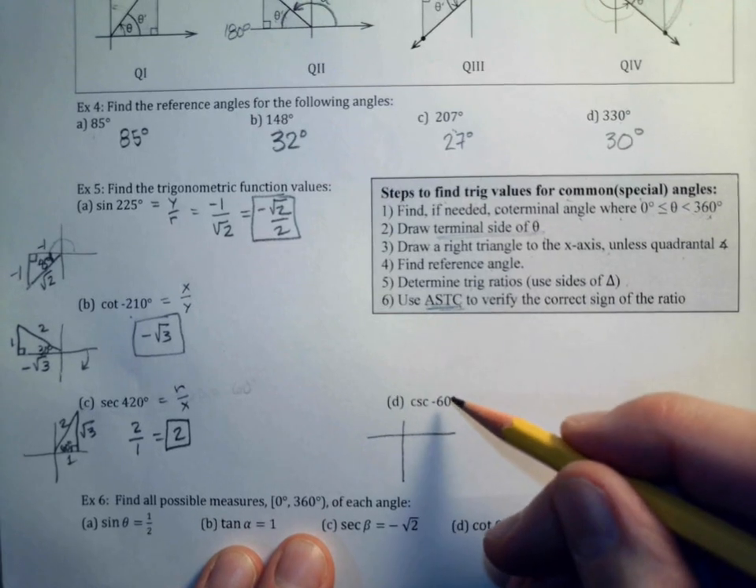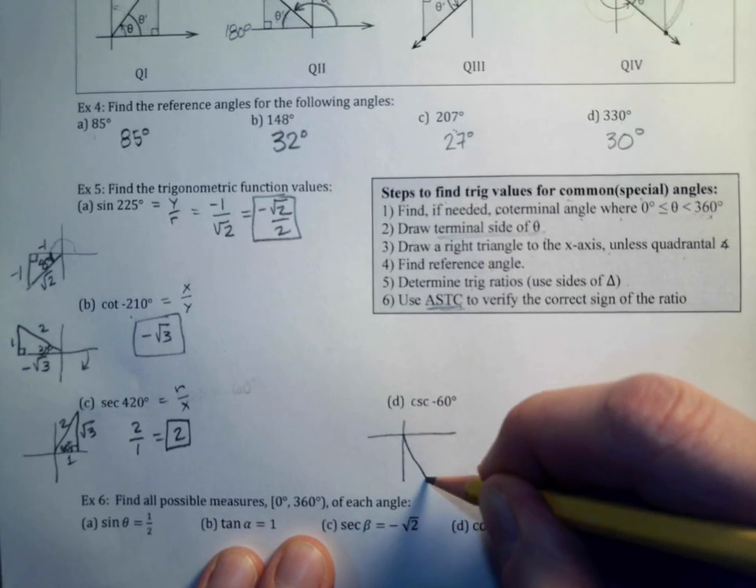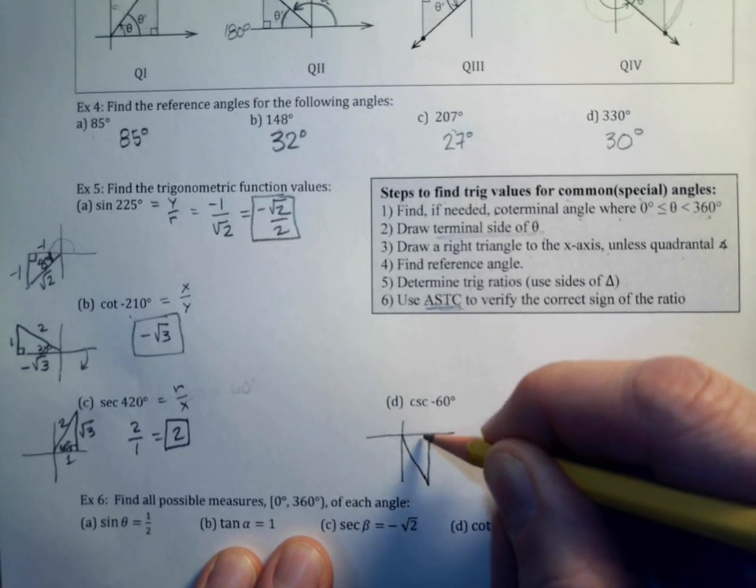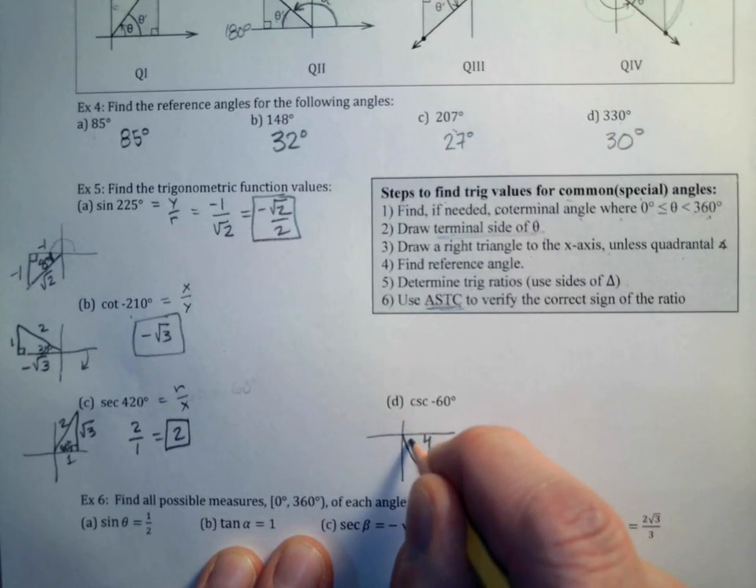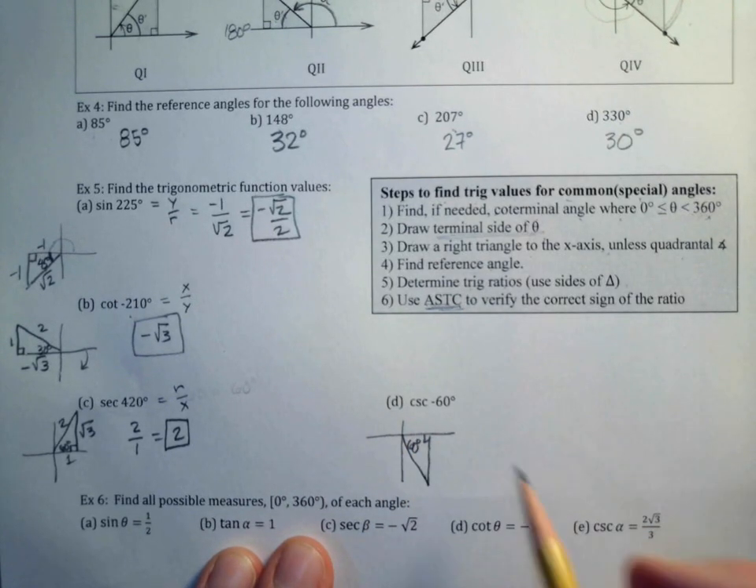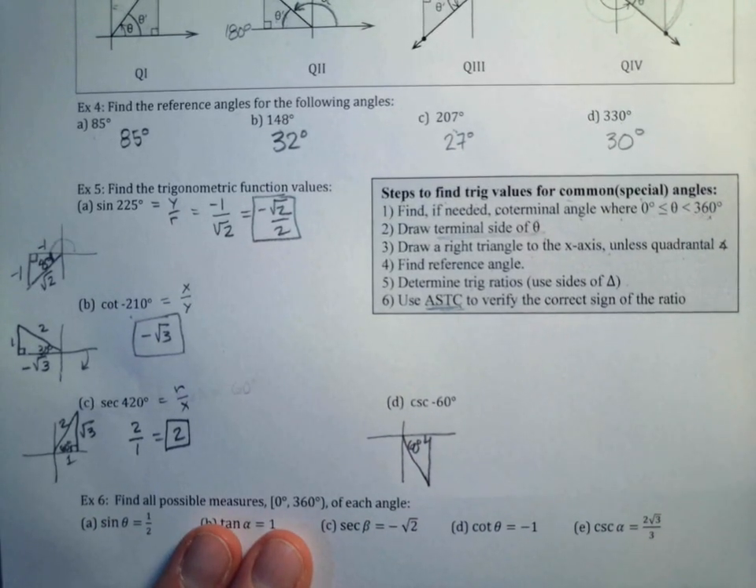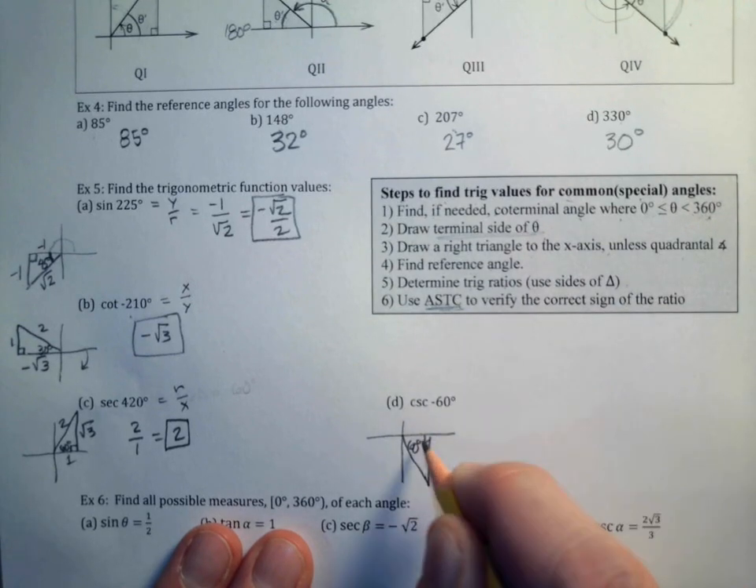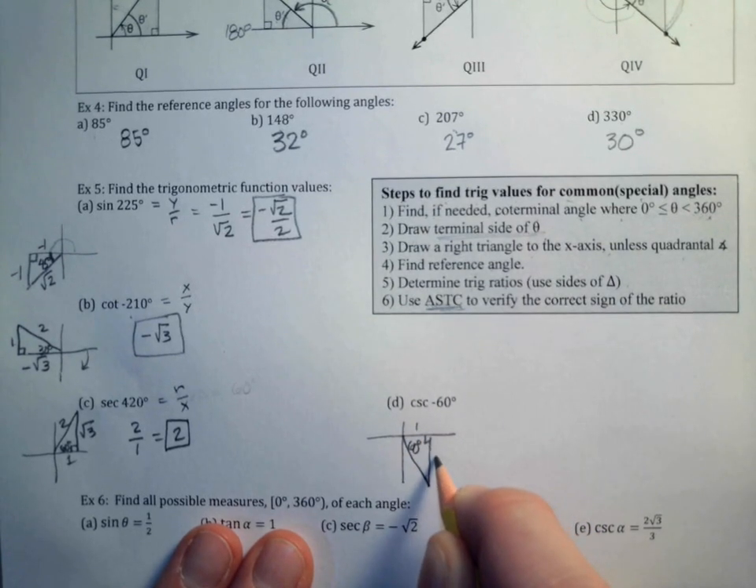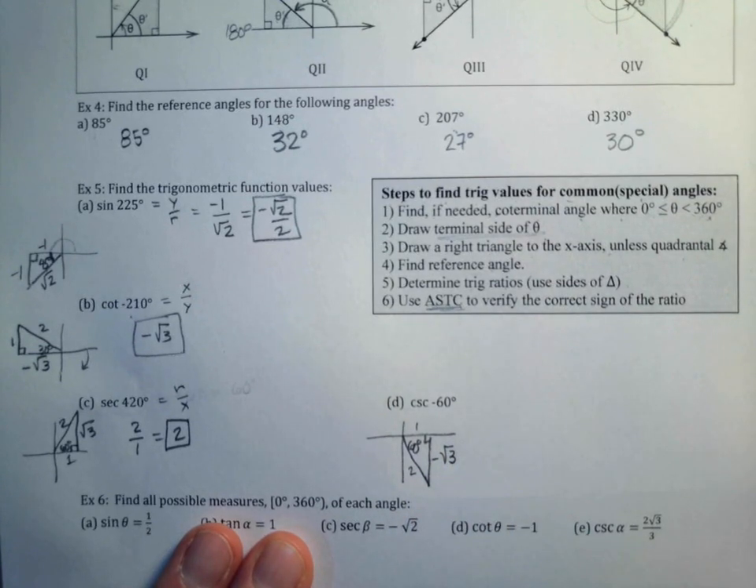Draw a picture. Negative 60, we're down here. Reference angle of 60 degrees. It's negative, but the reference angle is just 60. All right, label the sides. We have 1, we have 2, we have negative square root of 3 because it went down.